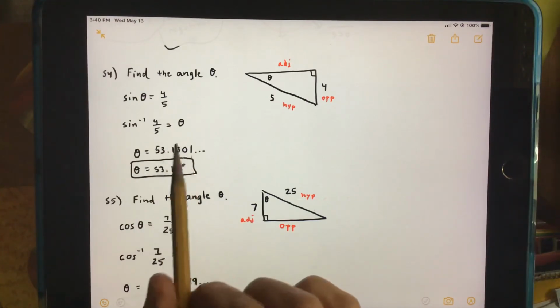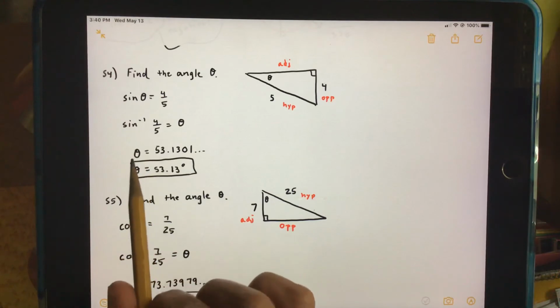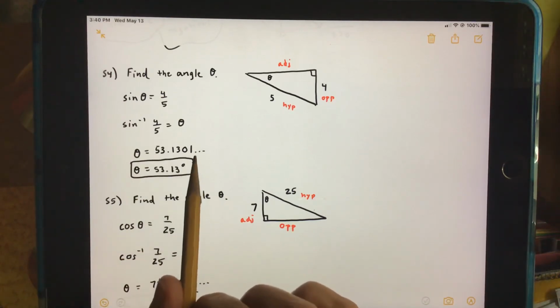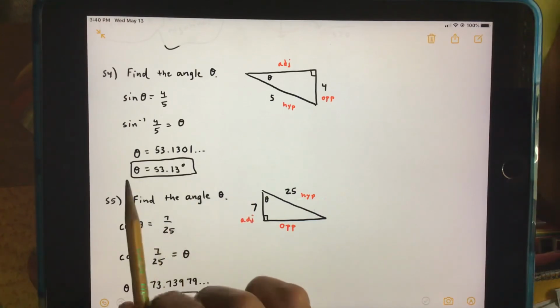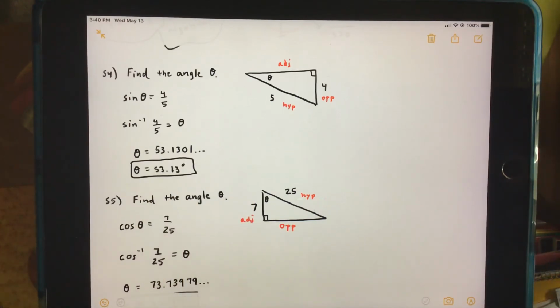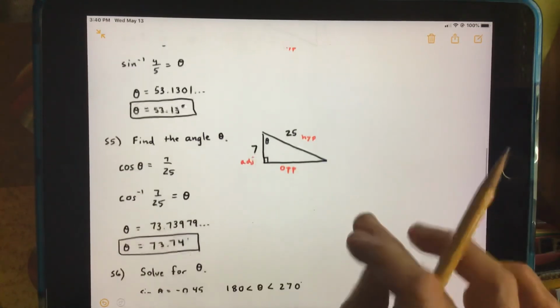I'll use my calculator to work out that inverse function. It gives me a value that looks like this in degrees on my calculator. It'll continue on. I'm going to round off to the nearest hundredth. So angle theta then would be approximately 53.13 degrees. Example 5, we're doing the same process.